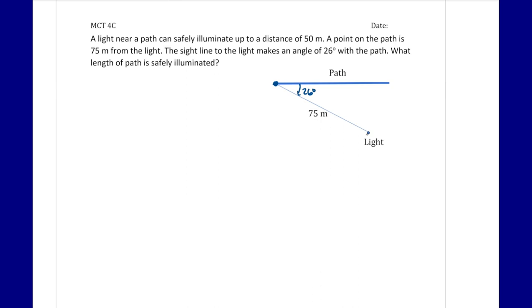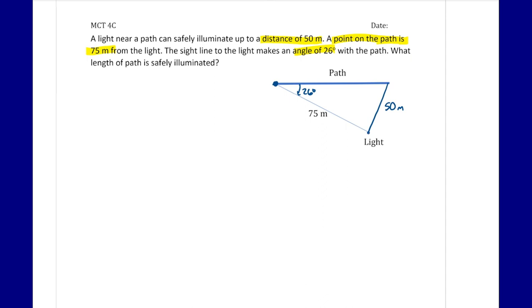Well, I know this light is going to be able to reach out to this point here. It should be able to, in 50 meters. That's given from the information, right? Distance of 50 meters, angle of 26. The point on the path is 75 meters from the light. So I know this triangle right now. So I could figure out the total length of the path. But I want to know what length of the path is illuminated.